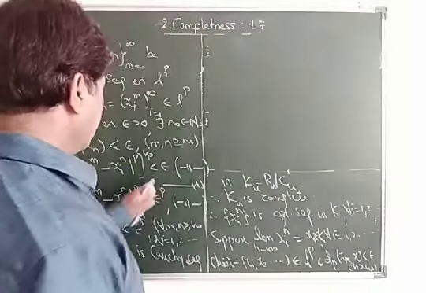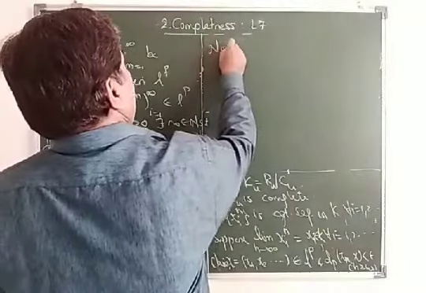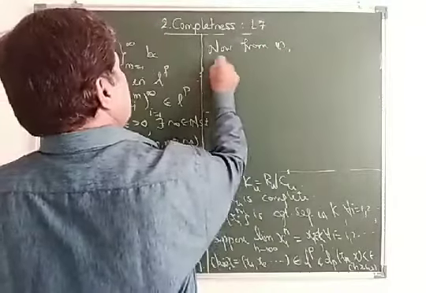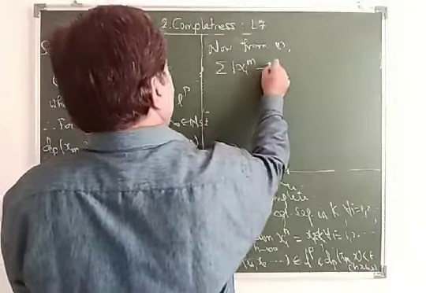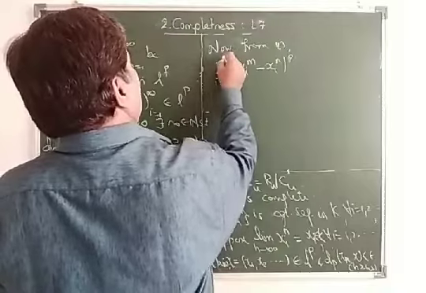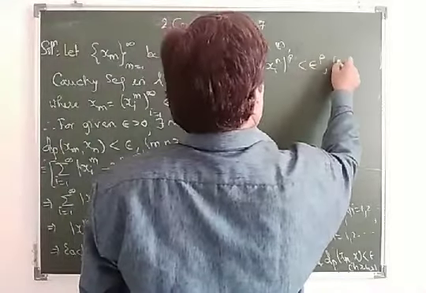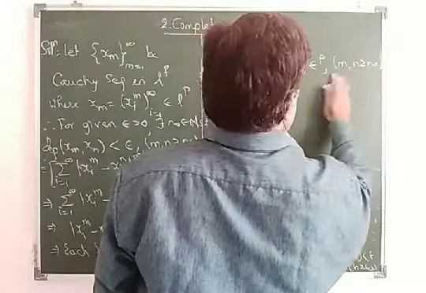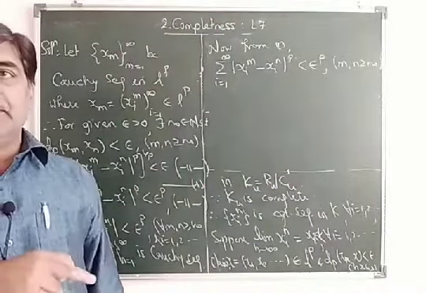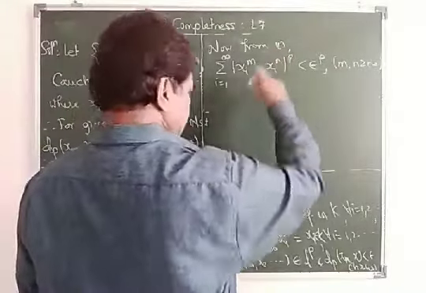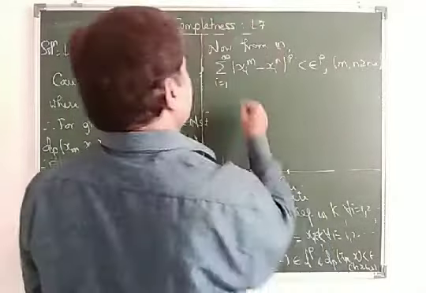Now from 1, what will we get? The summation of mod of xi to the power m minus xi to the power n, raised to p, i equal to 1 to infinity, must be less than epsilon raised to p for every m, n greater equal n naught. So as n tends to infinity, this xi n converges to xi, and therefore the summation of i equal to 1 to infinity mod of xi to the power m minus xi, raised to p, must be less equal epsilon raised to p for any m greater equal n naught.